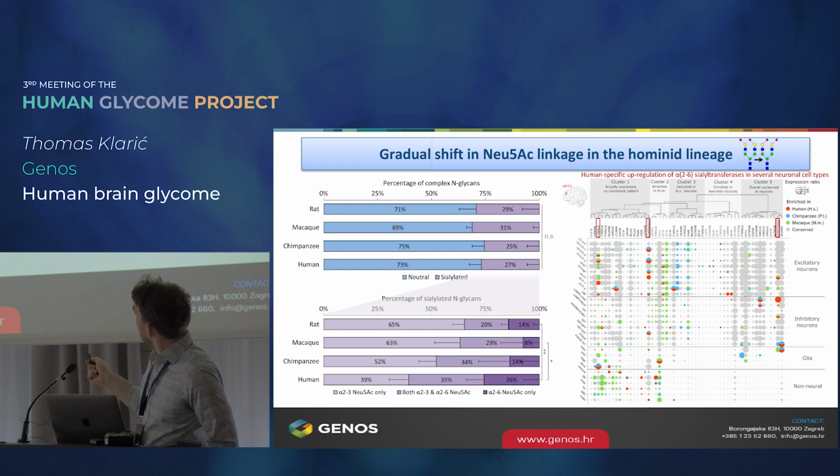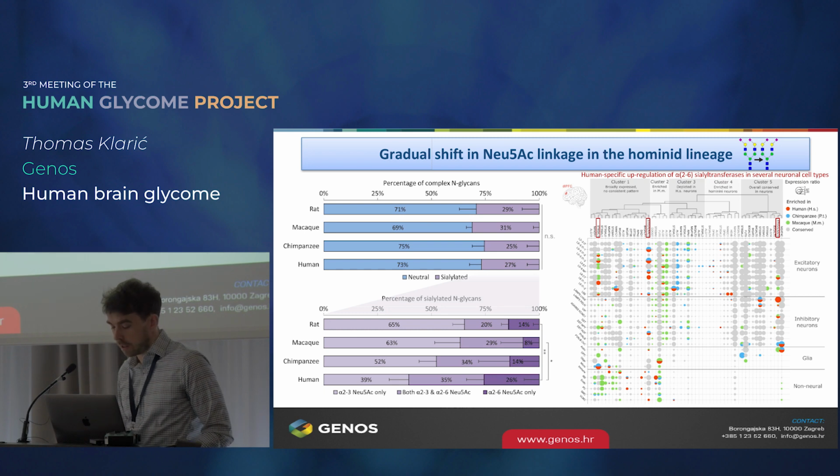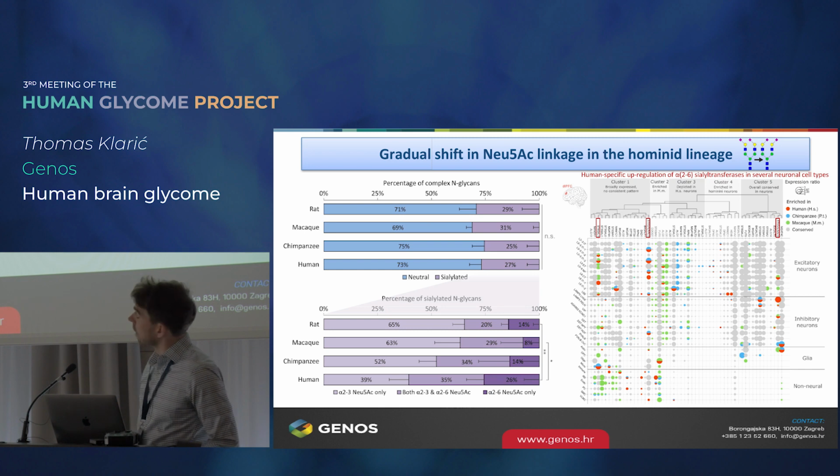If we just look at the proportion of complex N-glycans that are sialylated, throughout evolution there hasn't really been much of a difference in this proportion. But if we focus in on just the sialylated N-glycans and take a look at their linkage distribution, we see that there's been a gradual shift going from rats to hominids, where there's been increasingly greater usage of the alpha-2,6 linked variant.